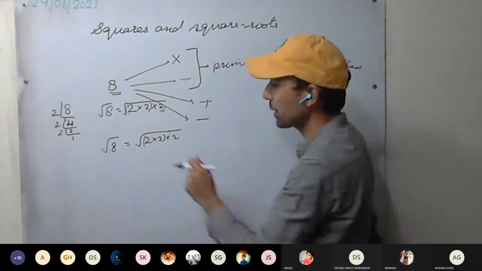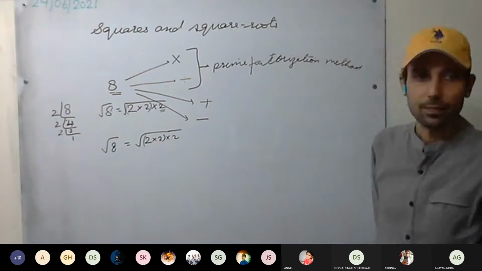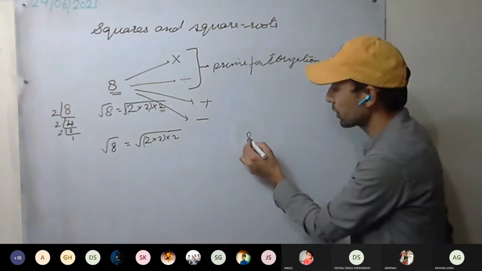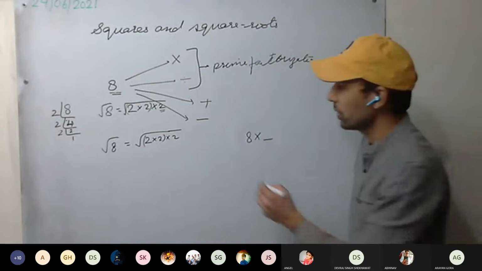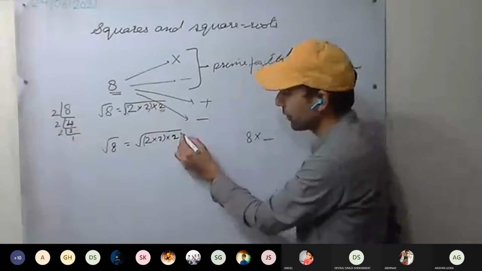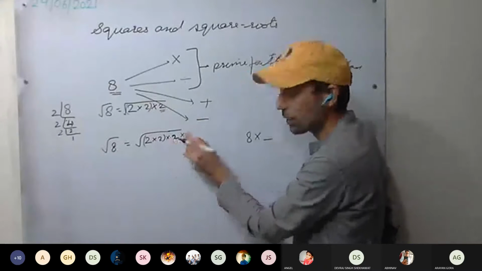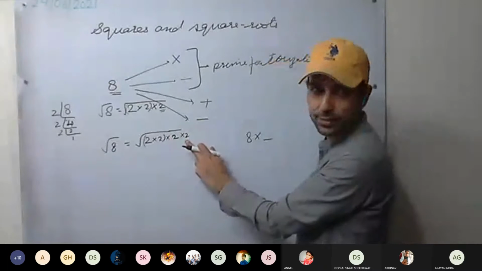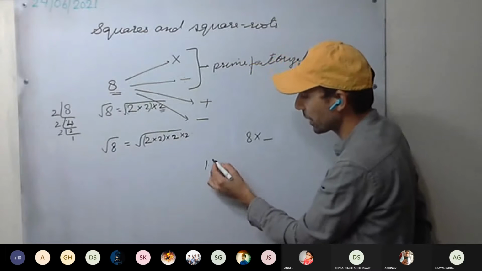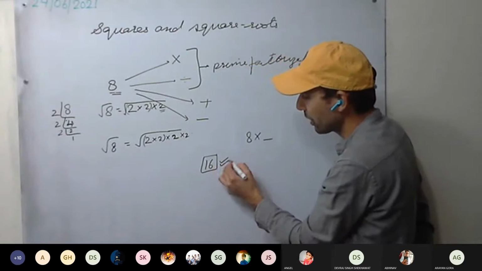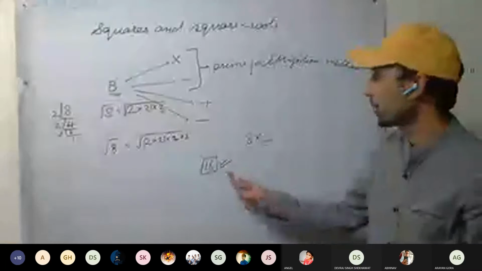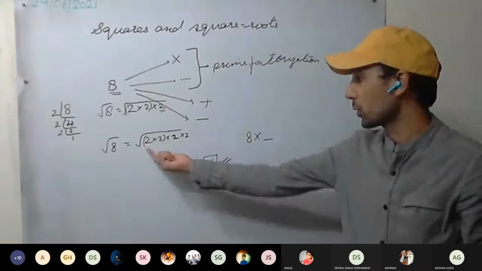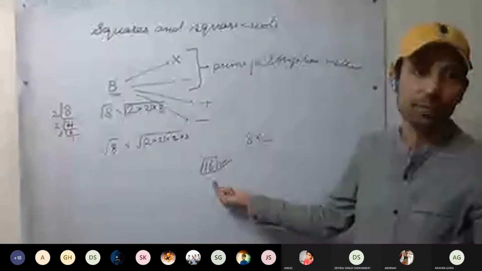So by what must it be multiplied? 8 must be multiplied with what to make it a perfect square? 2. This 2 is single. If you multiply with 2, it will become a pair, and the resultant number, that is 16, will be a perfect square. Yes or no? So by what number must it be multiplied? By 2. The resultant number will be 16, and 16 will be a perfect square.